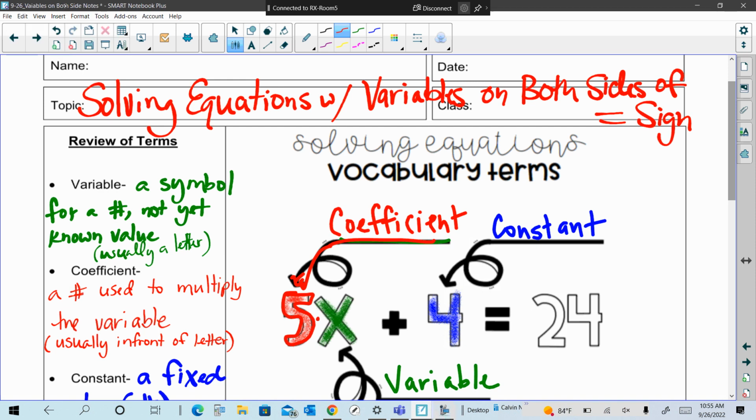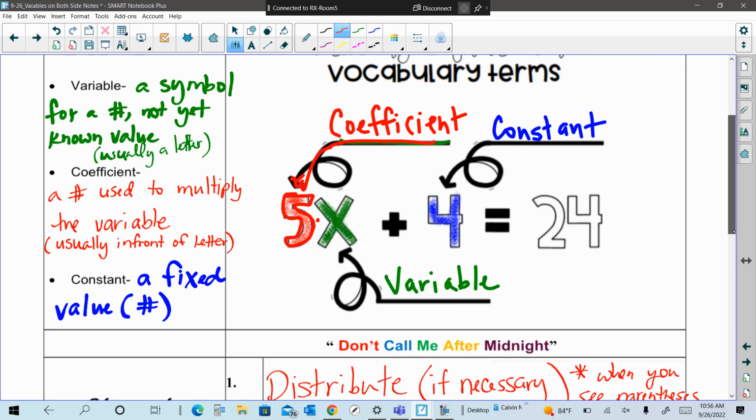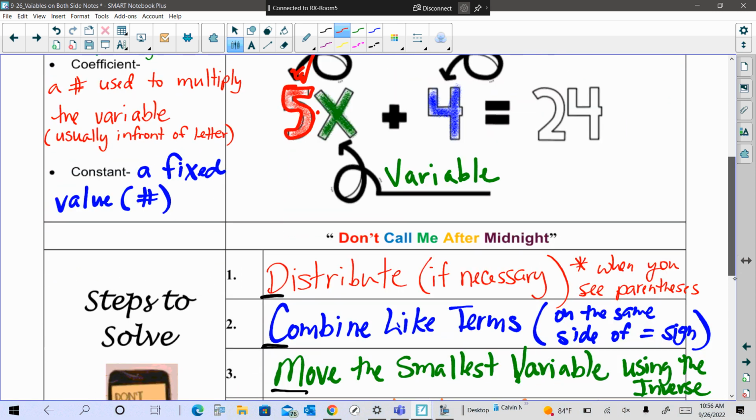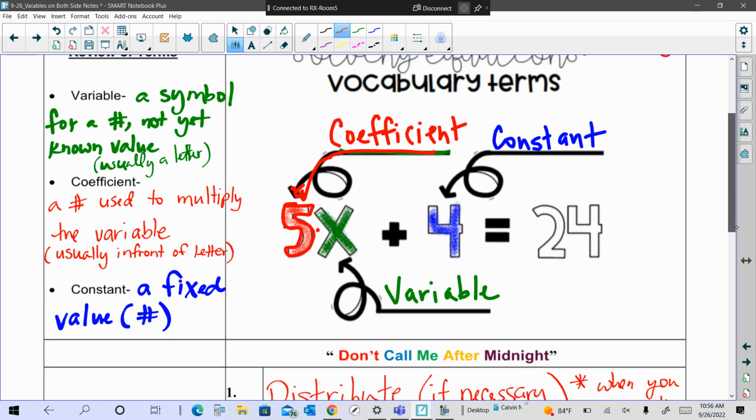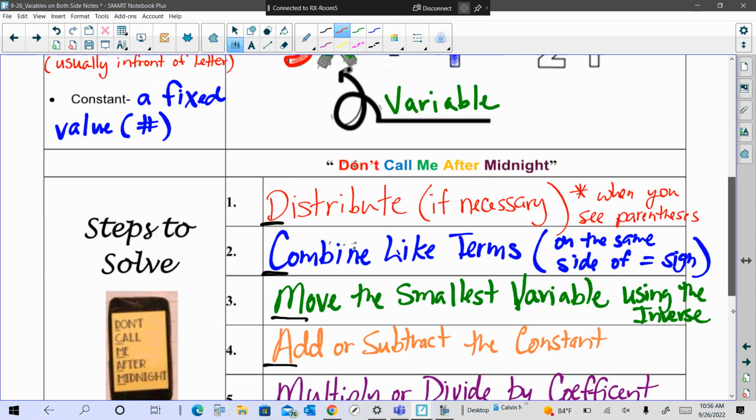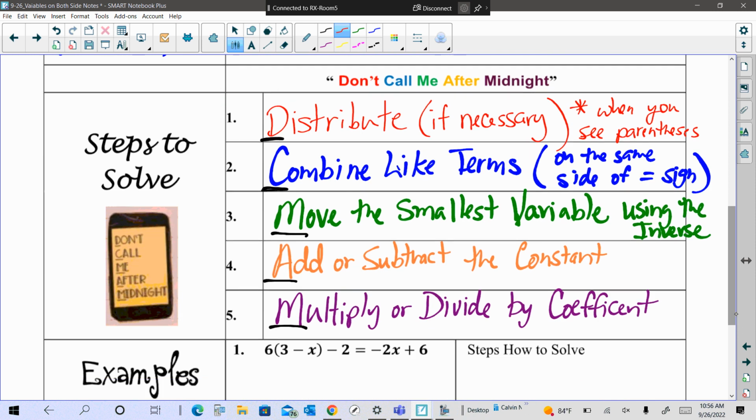Okay, so make sure, guys, we have our terms, we have the labeling on our example: coefficient, constant, variable. Then make sure we have our steps, the 5 steps we're going to apply on the example together. Anyone need the 5 steps still? Okay, so I'll keep that up there.